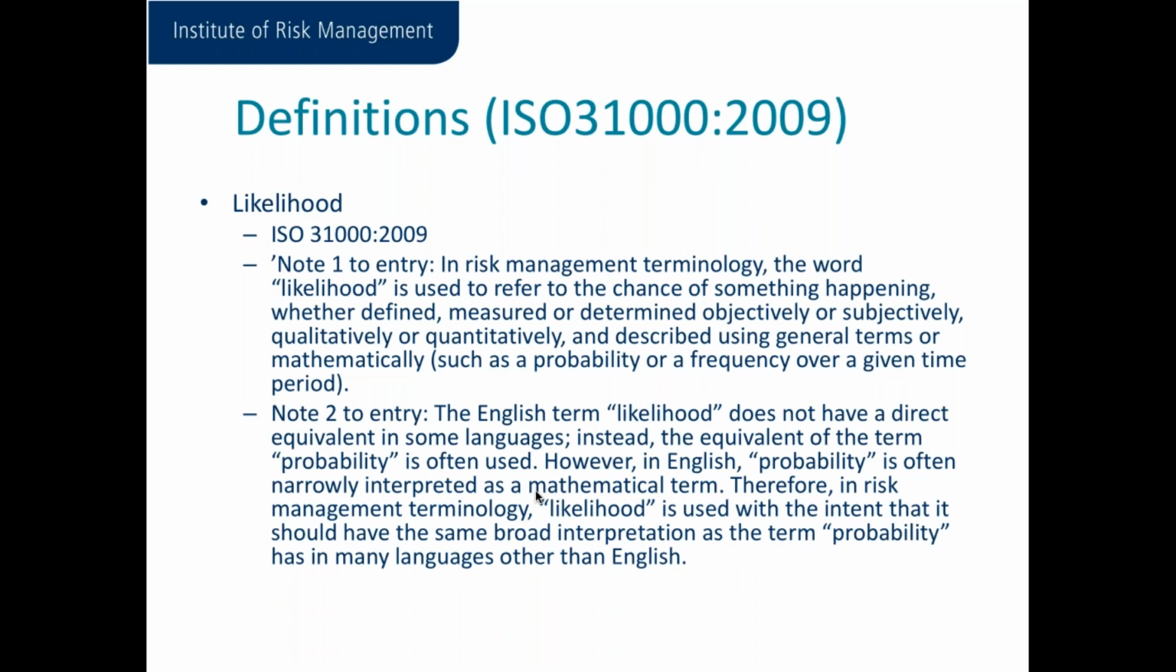And then in relation to objectivity also, note 2 says the English term likelihood doesn't have a direct equivalent in some languages. So instead, the equivalent of the term probability is often used. However, in English, probability is often narrowly interpreted as a mathematical term. So in risk management terminology, likelihood is used with the intent that it should have the same broad interpretation as the term probability has in many other languages other than English.